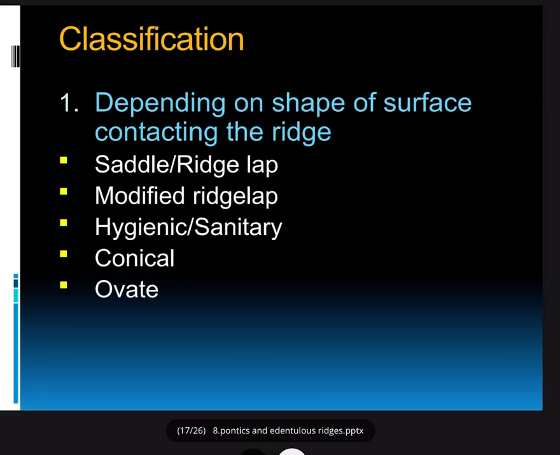Now this is all about your residual ridge. Now you have to talk about the pontic designs. Now we have different types of pontic design, and we are using them in different situations. Depending on the shape of the surface which contacts the ridge, we have saddle or ridge lap, modified ridge lap, hygienic, or you can call it sanitary, or conical and ovate.